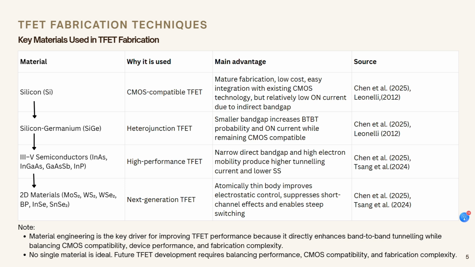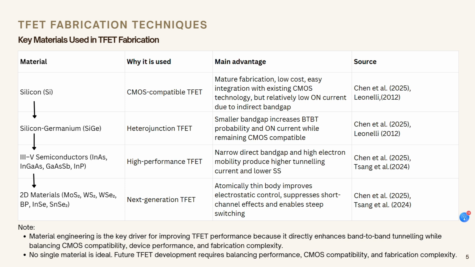Silicon was the earliest material used for TFETs because it is already well established in CMOS manufacturing. It is inexpensive, reliable, and can be integrated into existing fabrication lines. However, silicon has an indirect band gap, which limits the probability of band-to-band tunneling. As a result, silicon TFETs usually suffer from a relatively low on-state current.